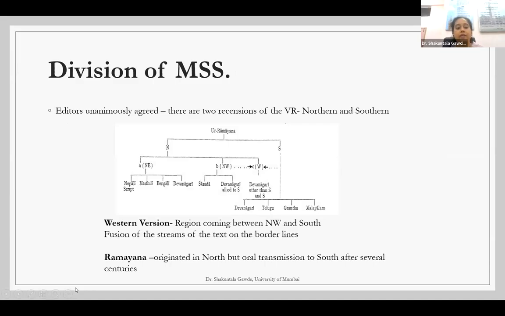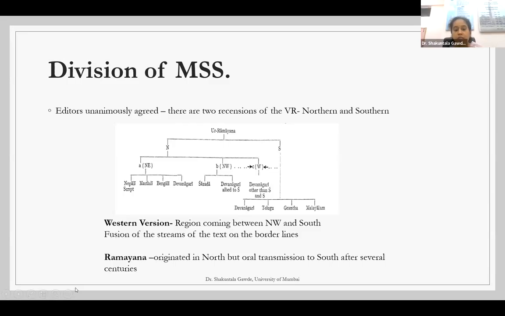So we can see that they were divided like this, northern and southern. After studying, what they realized is that generally the northern recension has a similar kind of part, and the southern recension has a different part. So accordingly, the scripts were also divided. That is, manuscripts having the Nepali script, Maithili script, Bengali, Devanagari, etc., or Sharada, then Telugu, Grantha, Malayalam. Accordingly, they were divided.